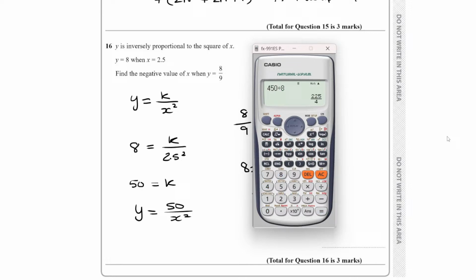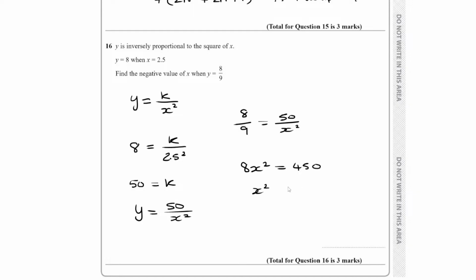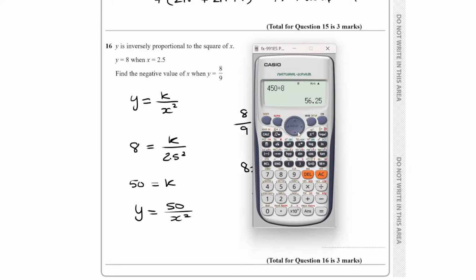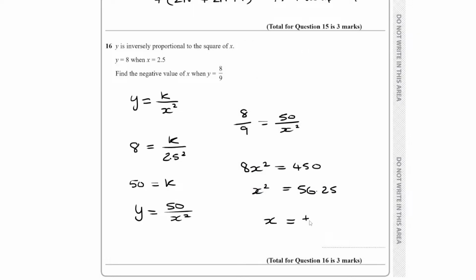450 divided by 8. You can leave it as a fraction or a decimal, it doesn't really matter. And then obviously square root. Now this is where we are considering the negative value bit that they mentioned. So square root that. Obviously I get 7.5, but when we square root anything, technically, it could have been plus or minus 7.5. So that's why when they say find the negative value, I'm going to choose negative 7.5.